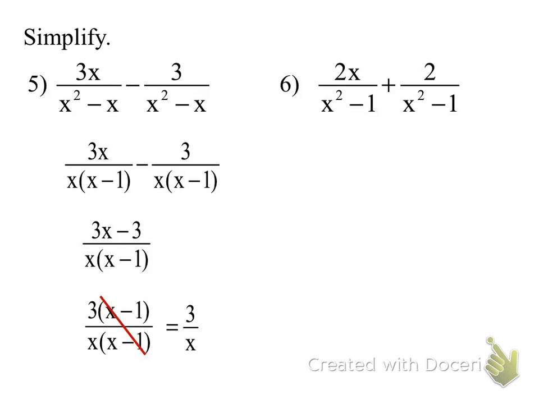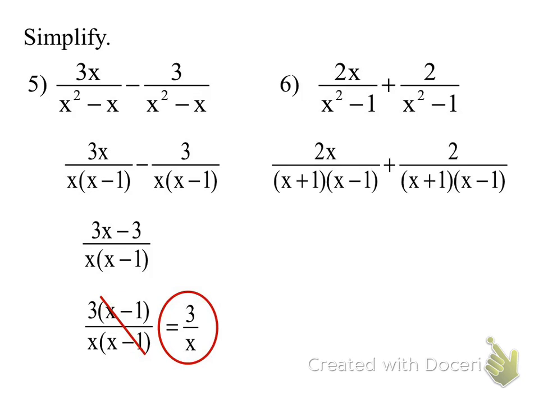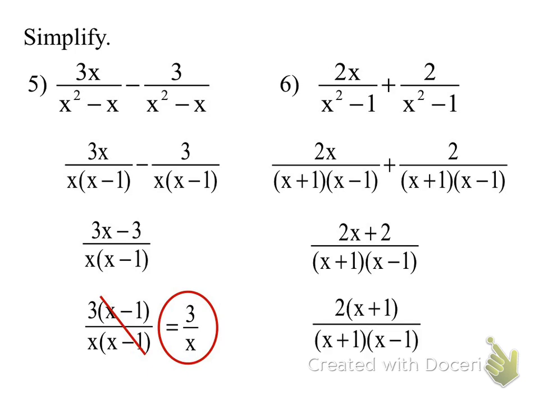On the next one, it's a similar one, 2x plus 2 all over x squared minus 1. So I can put 2 times the quantity x plus 1 all over those difference of squares, which are all factored, x plus 1, x minus 1. And then factor the numerator. And now we can cross cancel our x plus 1s. And we're left with 2 over x minus 1.